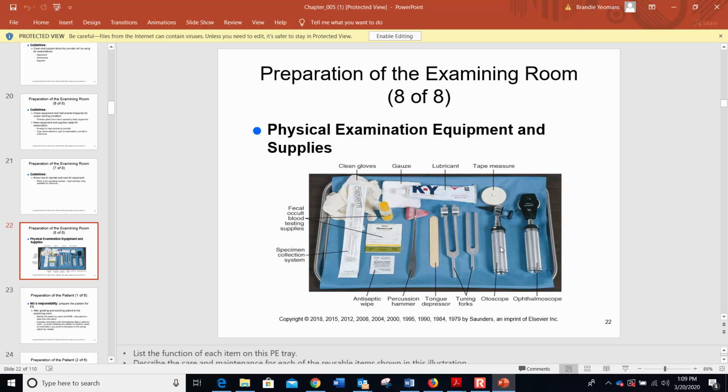Make sure that you have backup batteries as well as light bulbs to go inside here, because when those instruments start failing on you, it is hard to keep the flow of your clinic going, because your doctor's going to get a little frustrated. Those are your typical pieces of equipment that you would have in your exam room for the physician if the patient is having a complete physical exam.